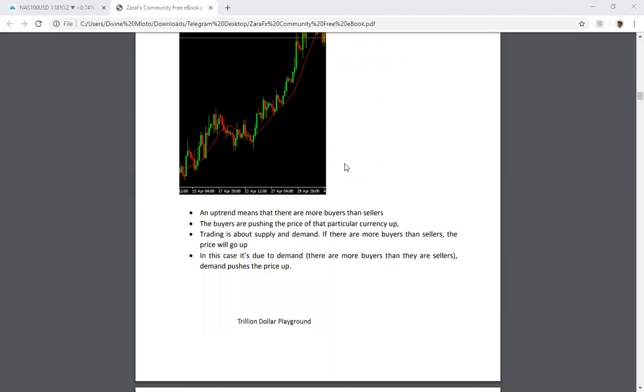An uptrend means that there are more buyers than sellers in the market at that moment. The buyers are pushing the price of that particular currency up. So trading is basically about supply and demand. Where there's more people doing something, that's where price will move to. You understand?